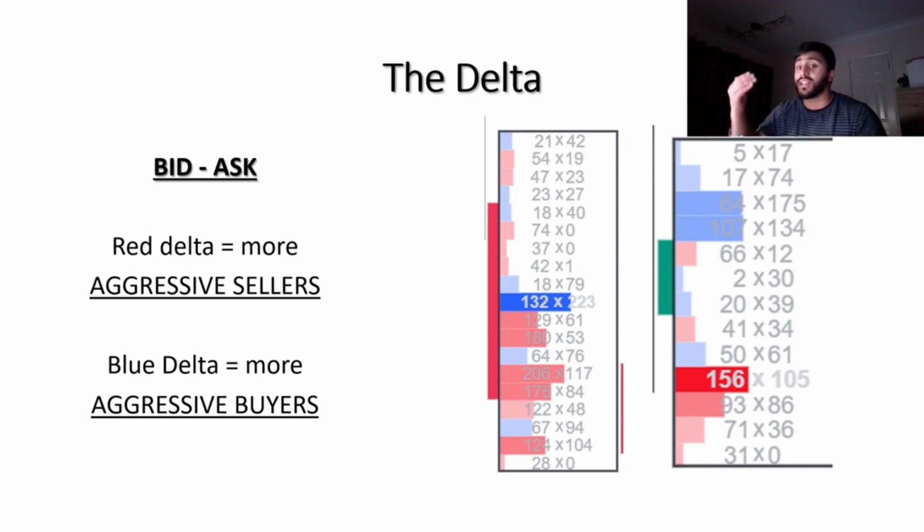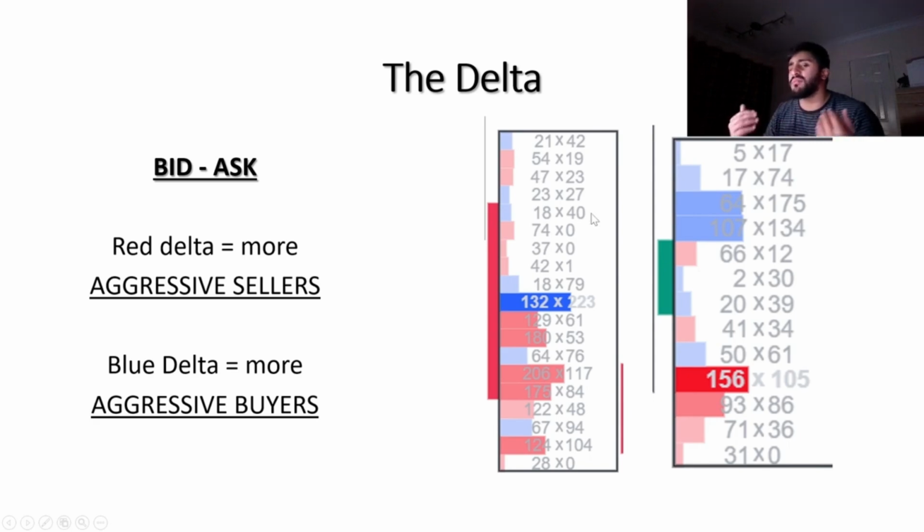There's the bid and the ask is a positive number, right? So the bid minus the ask is above zero. There's more aggressive buyers than there are aggressive sellers. And this tells us that, again, there's more aggressive buyers than there are aggressive sellers, right? That's the basic concept of delta.